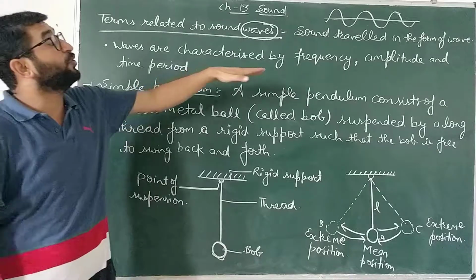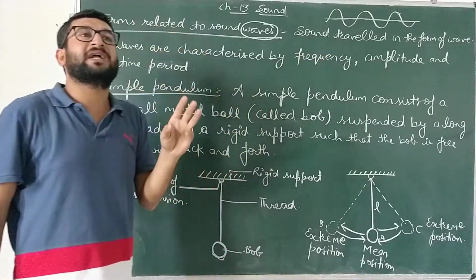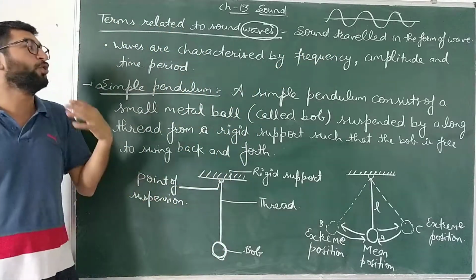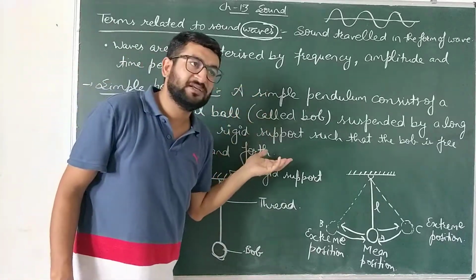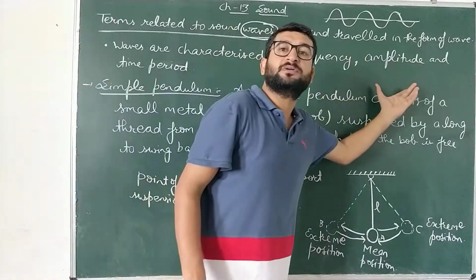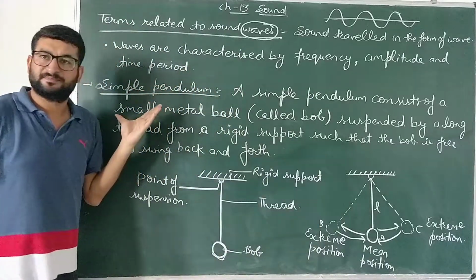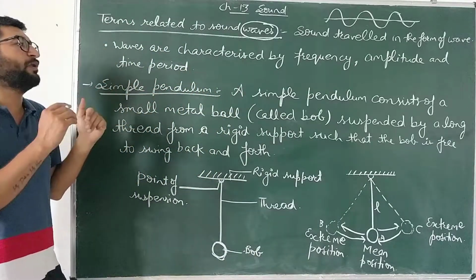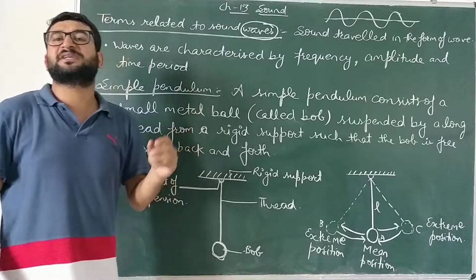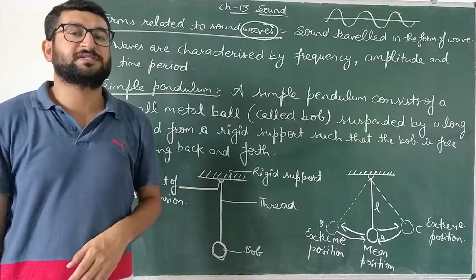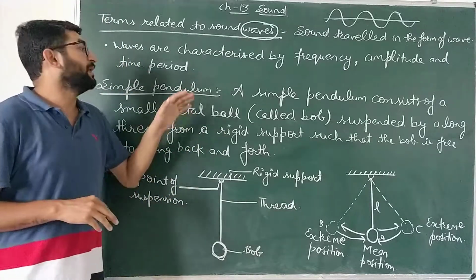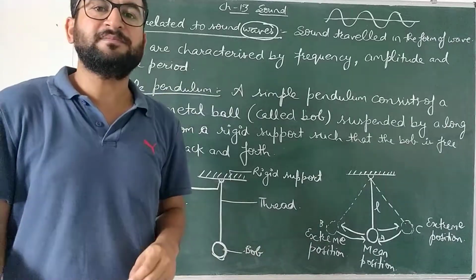And to study those kinds of waves, we require three basic properties, and those basic properties are frequency, amplitude and time period. We will discuss these properties one by one, but before discussing these properties, first we will discuss the simple pendulum. What is a simple pendulum?